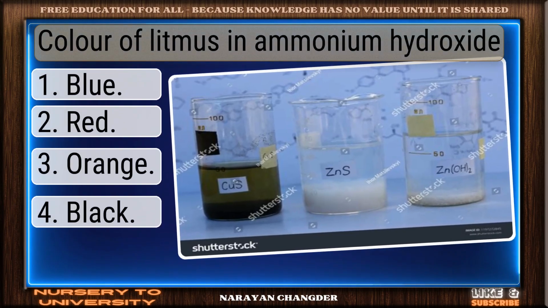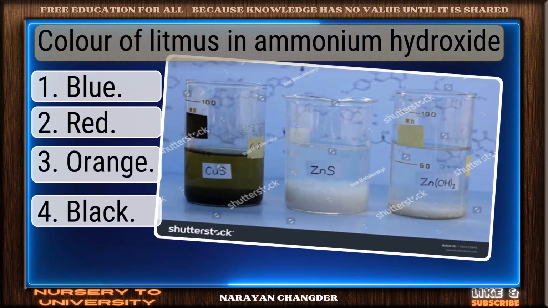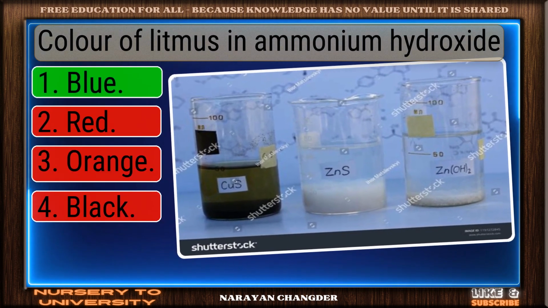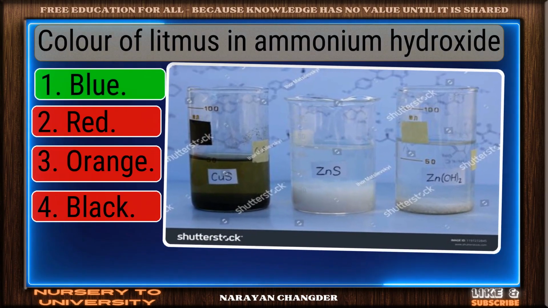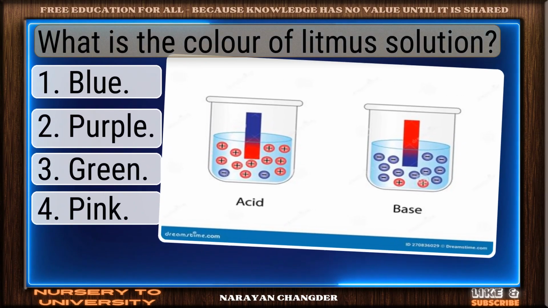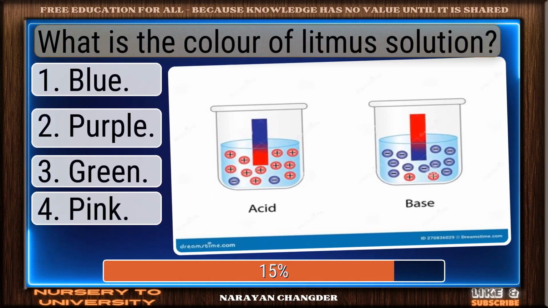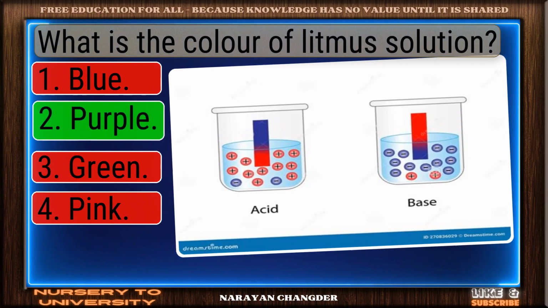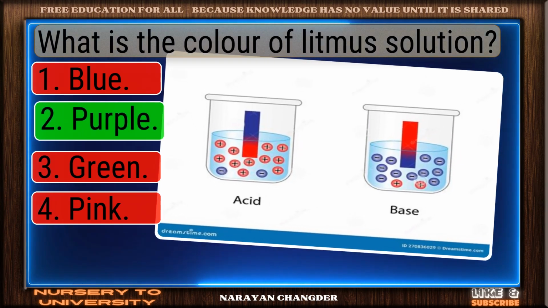Question number 25. Color of litmus in ammonium hydroxide. You got it! Your choice blue is right. Question number 26. What is the color of litmus solution? Perfect. Purple is the correct choice.